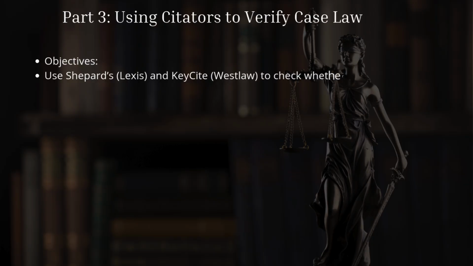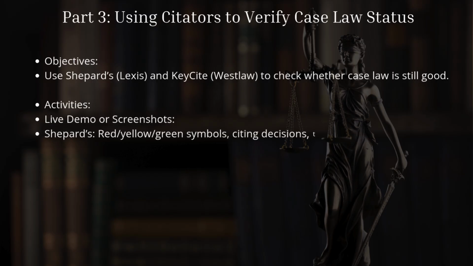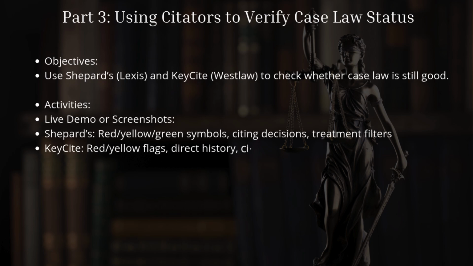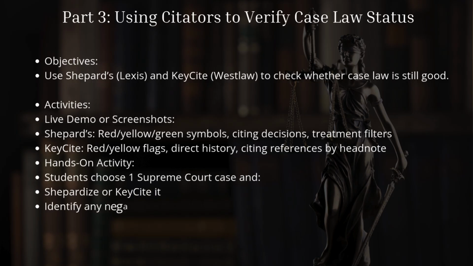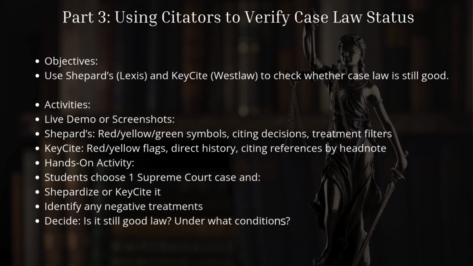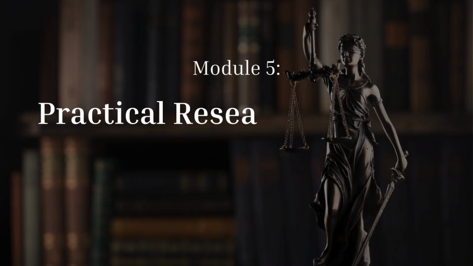Part 3. Using citators to verify case law status. Objectives. Use Shepard's, Lexis, and KeyCite, Westlaw, to check whether case law is still good. Activities. Live demo or screenshots. Shepard's: red/yellow/green symbols, citing decisions, treatment filters. KeyCite: red/yellow flags, direct history, citing references by headnote.